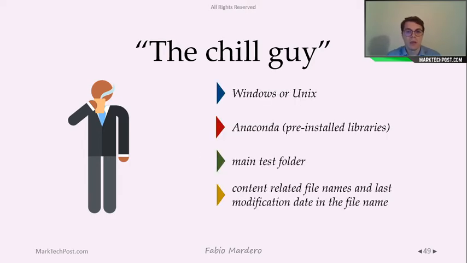This means that the chill guy can use Windows or Unix, for example Linux, because he is also, for example, interested in operative systems. So he learned something about Linux. But since he wants a quick and dirty setup, he prefers Anaconda, which is a set of pre-installed libraries and Python. You can find it online.